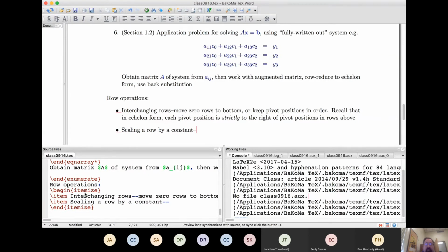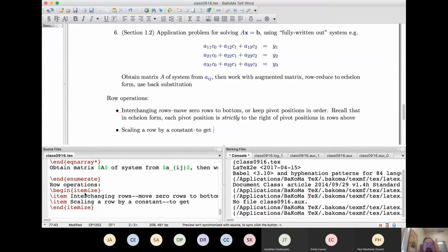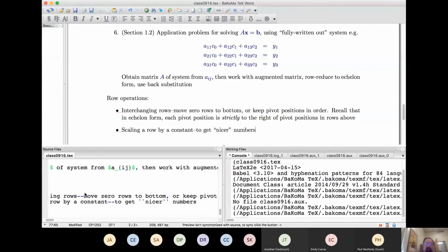So scaling a row by some value can be helpful to keep the numbers nice. For example, you've seen some problems I've worked through where all of the elements in a row are divisible by something. If you have a common factor, then you can go ahead and divide by that common factor.